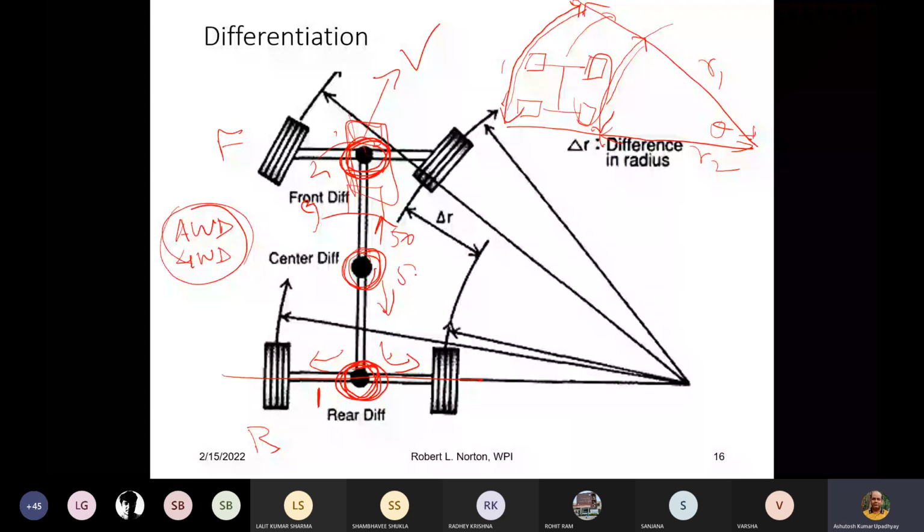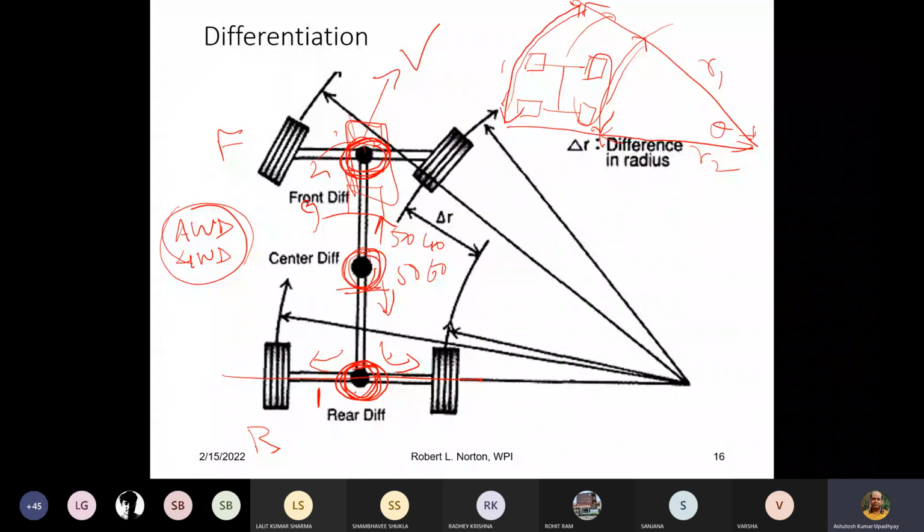Whether 50-50 is required or 40-60 is required will be decided by the central differential unit. And then when it is coming to the rear differential and front, these differentials will decide whether 25-25 is required or 20-30 is required. This will be decided at the rear differential unit.